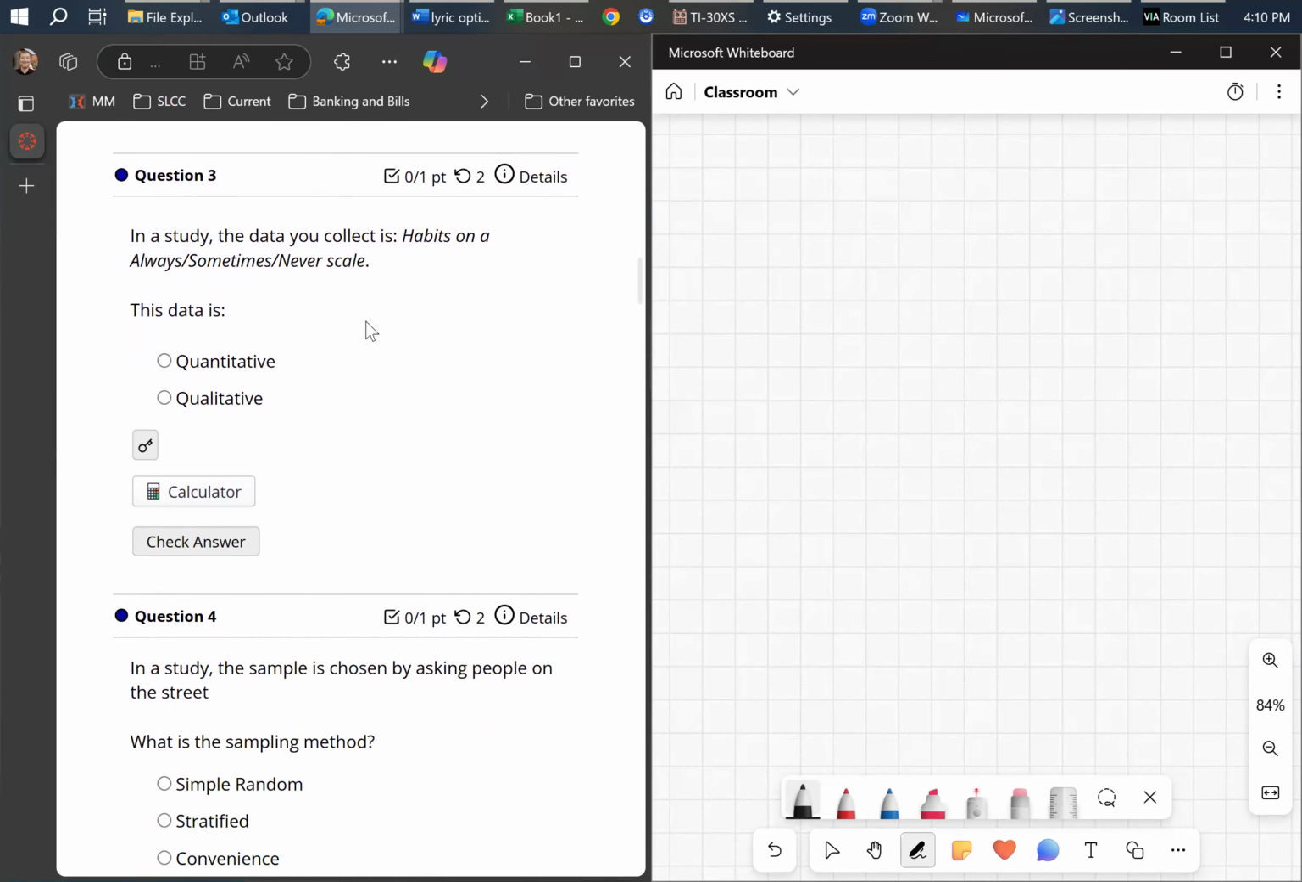Question number 3. In a study, the data you collect is habits on an always, sometimes, never scale. So they ask you a habit and you say it's always, sometimes, or never. You can't measure sometimes or never or always per se. This is qualitative data. If they wanted to know how many times a week, then you could actually measure how many times. But is it always, sometimes, or never? This is qualitative.